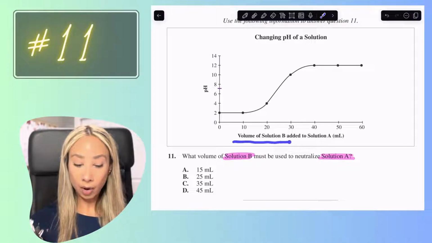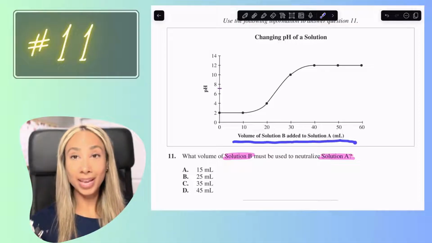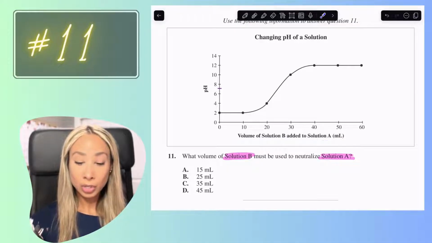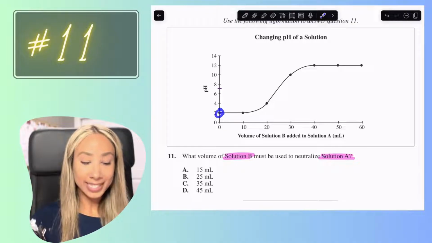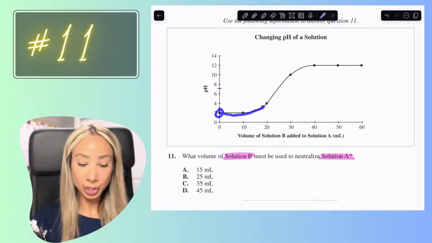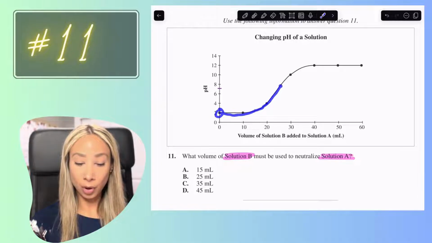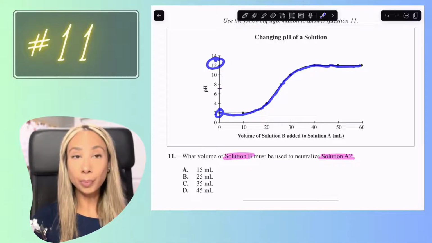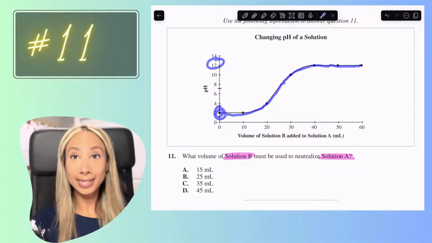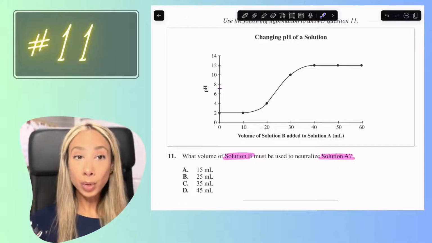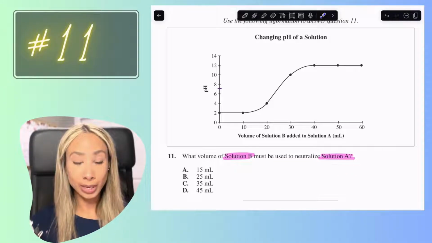And then we've got our volume of solution B being added to solution A. What this means is we started off with something acidic, excuse me, and we kept adding to it. As we added to it, the volume started to increase, but so did the pH. Meaning, since we ended up about here, we probably added a base, probably a pretty strong base, to a strong acid to neutralize the two. But we want to know at which volume that neutralization occurred.